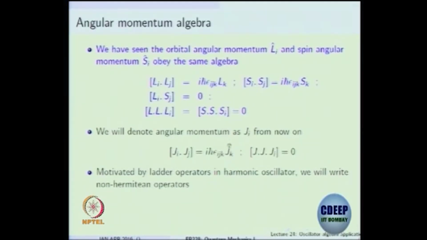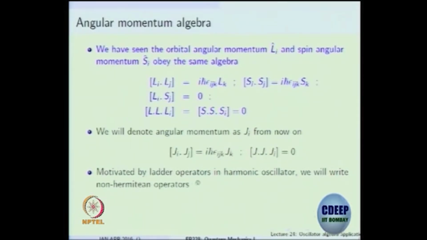Instead of trying to talk about whether we are talking about orbital angular momentum or spin angular momentum, we will compactly write angular momentum by a symbol J, and J will satisfy the same property, and we will write the eigenstates of J squared and Jz to be the simultaneous eigenstates.